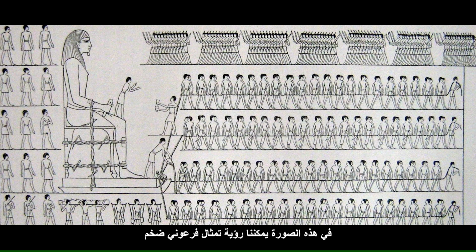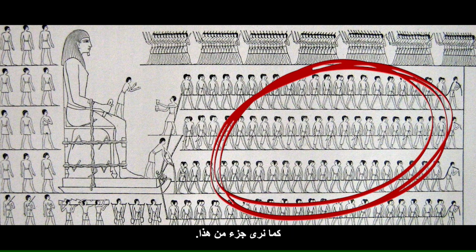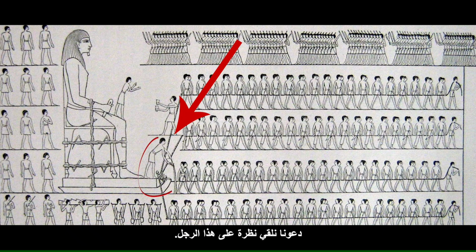At first, let's have a look at this image. In this image, we can see a huge pharaonic statue that needs to be moved from one point to another by means of this large number of workers, as we see. Apart from this, let's have a look at this man.